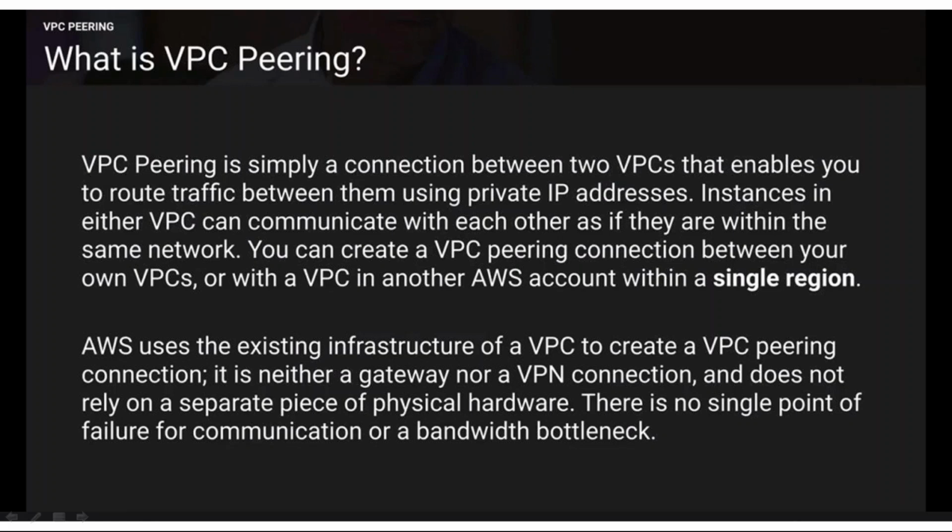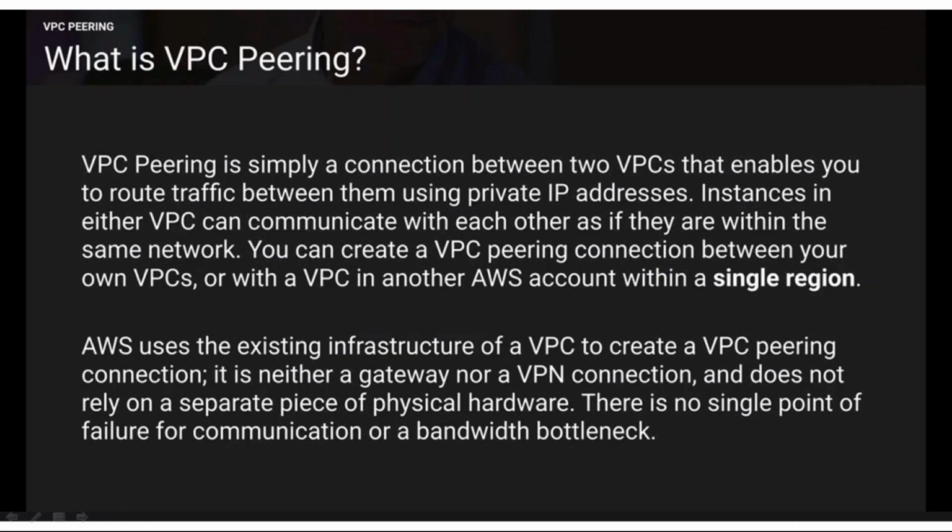VPC peering is a simple connection between two VPCs that enables you to route traffic between them using private IP addresses. So just with the help of the private IP addresses, I'll be able to easily communicate between the two VPCs. Instances in either VPC can communicate with each other as if they are in the same network.